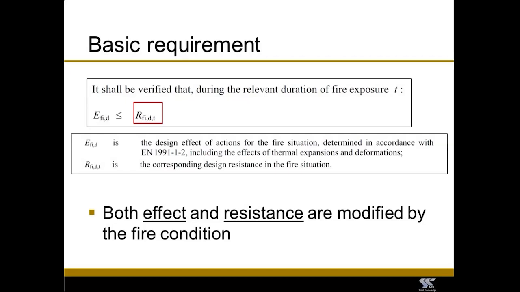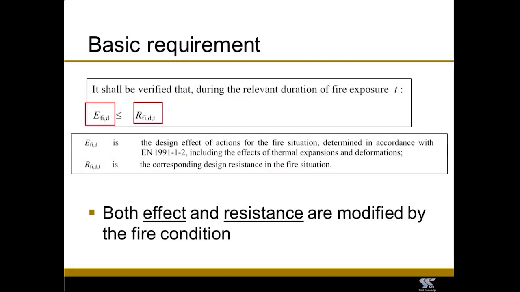resistance in fire, and have a look at the subscripts. Fi is for fire, D is for design, so it's the design resistance, and the T is for time. So we could say that this is the fire design resistance at a certain time has got to be greater than the design fire effects. So E for effects, R for resistance. So straightforward stuff. We want the resistance at a certain time, the design resistance, to exceed the design effects.